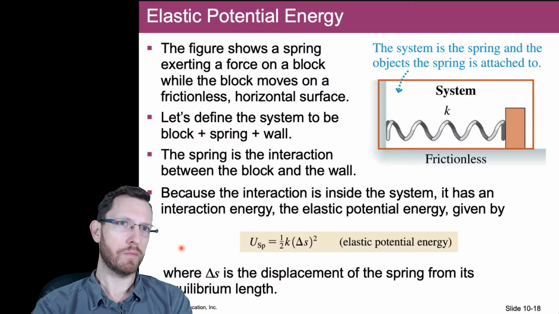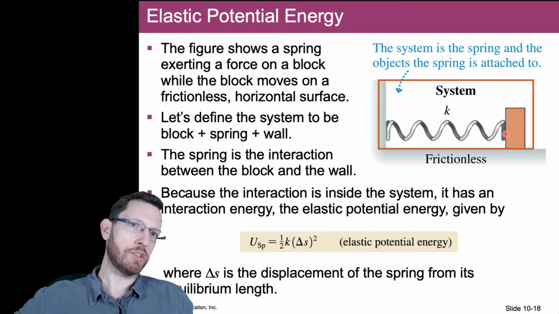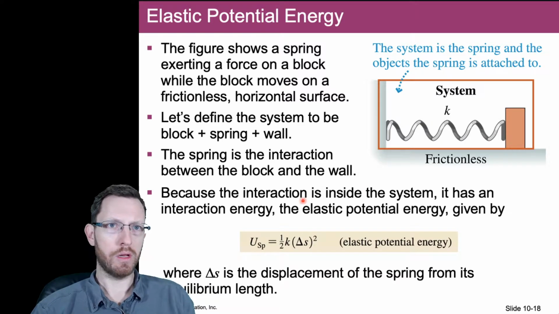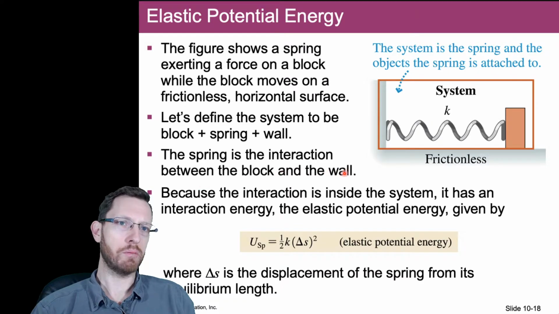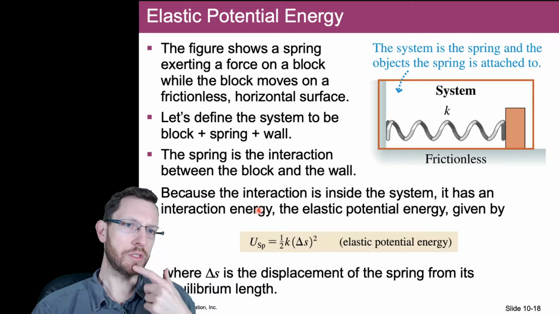So imagine a system like shown in the figure where I have a spring exerting a force on a block while it moves on a frictionless horizontal surface. We know if that block spring system is stretched out that the spring is going to exert a force both on the wall and on the mass attached to the end of the spring. So let's define the system to be the block, the spring, and the wall all together. In this case, the spring is the interaction between the block and the wall, providing that interaction force. And because the interaction is inside the system, it leads to a potential energy.